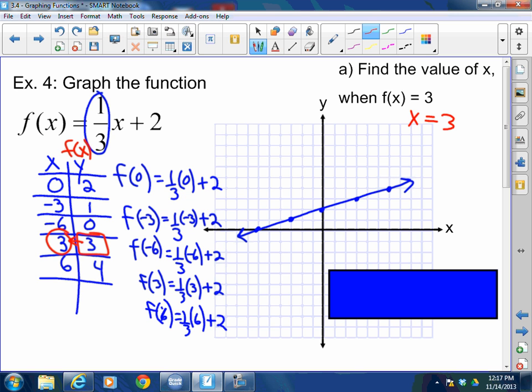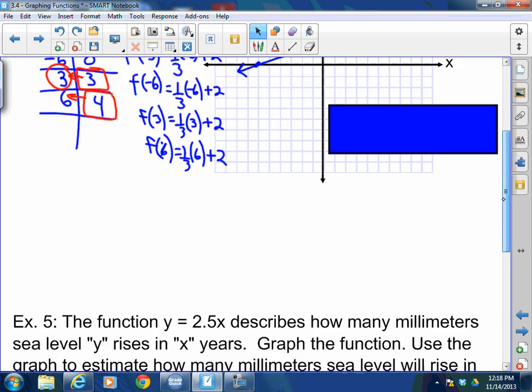What's the x value when f of x equals 4? 6. When f of x is 4, what's the x attached to that? 6. Does that make sense, guys? Awesome. Okay, last but not least.